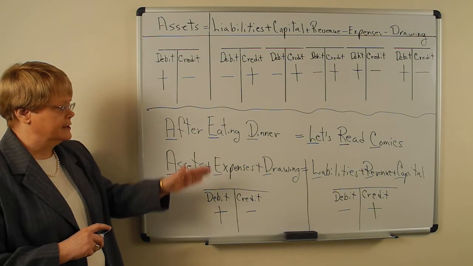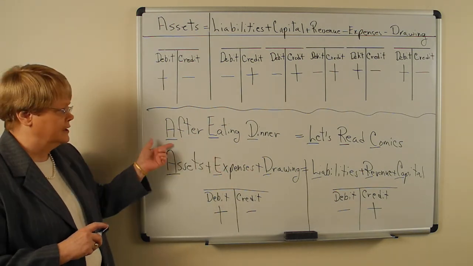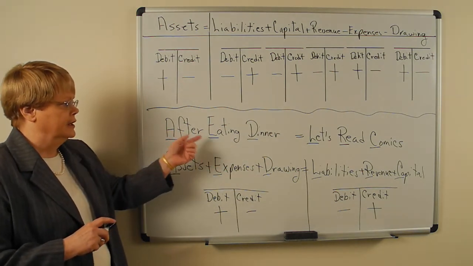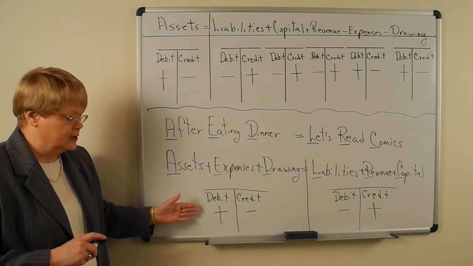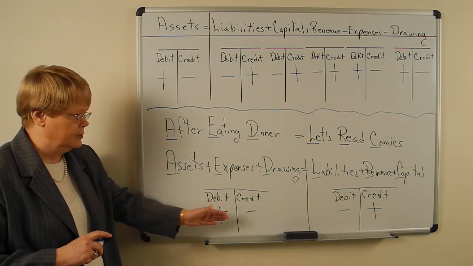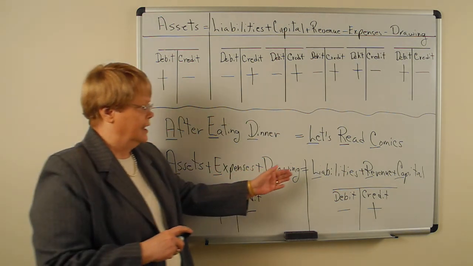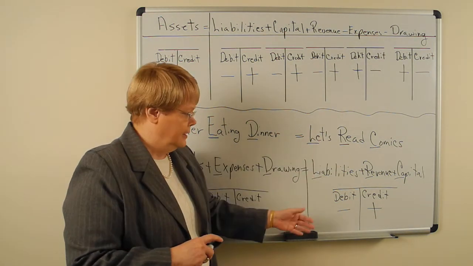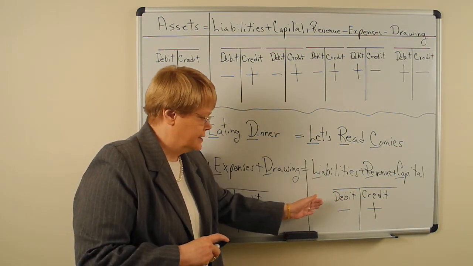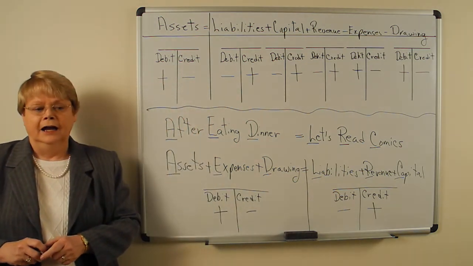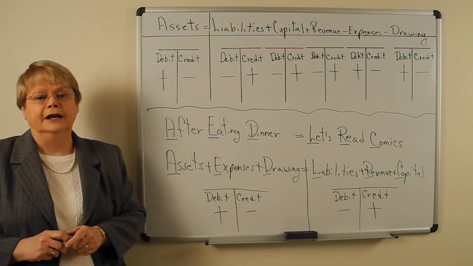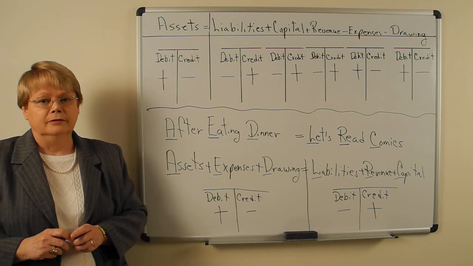Once you remember this, then you can remember that everything on this side of the equation, the A, the E, and the D, those accounts are increased with debits, decreased with credits, and everything on this side, the L, the R, the C, are increased with credits and decreased with debits. I hope that will help you to learn and to remember the debit credit rules.